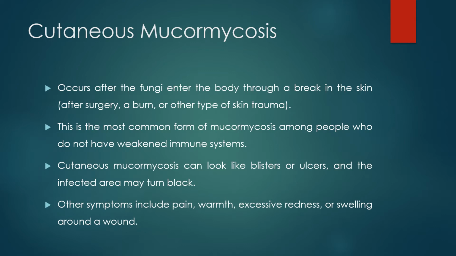Cutaneous mucormycosis occurs after the fungi enter the body through a break in the skin, such as after surgery, a burn, or other type of skin trauma. This is the most common form of mucormycosis among people who do not have weakened immune systems. Cutaneous mucormycosis can look like blisters or ulcers, and the infected area may turn black. Other symptoms include pain, warmth, excessive redness, or swelling around the wound.